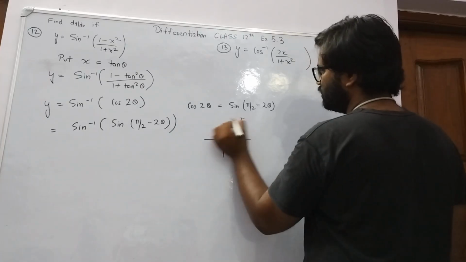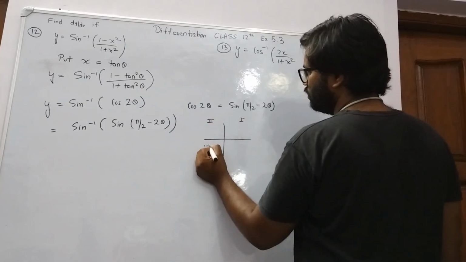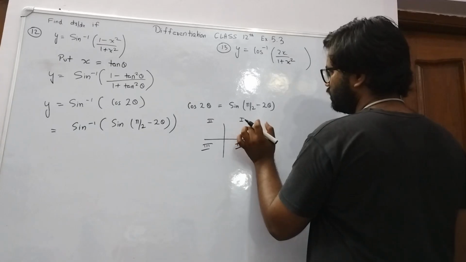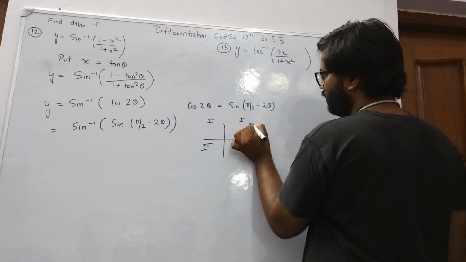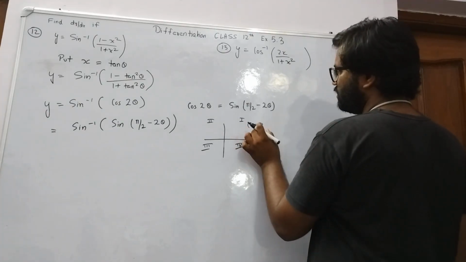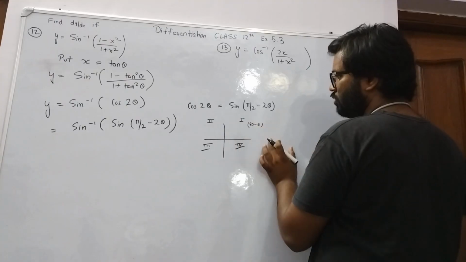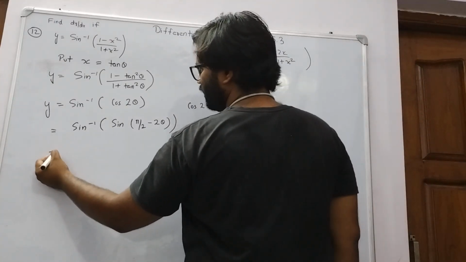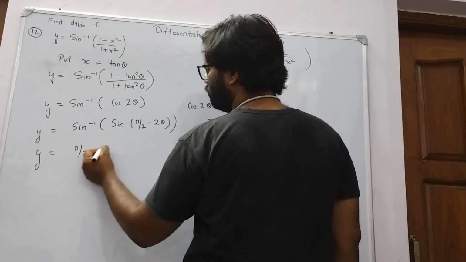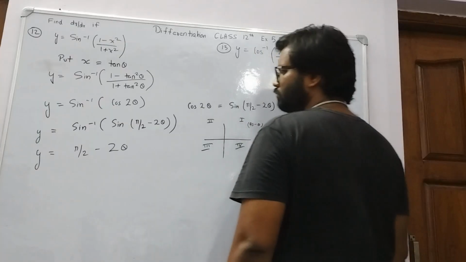This is the first quadrant, this is the second quadrant, this is the third quadrant, this is the fourth quadrant, right? So this is the quadrant of 90 minus theta. So sine 90 minus theta will lie in this quadrant. So we will simply get y is equal to pi by 2 minus 2 theta.